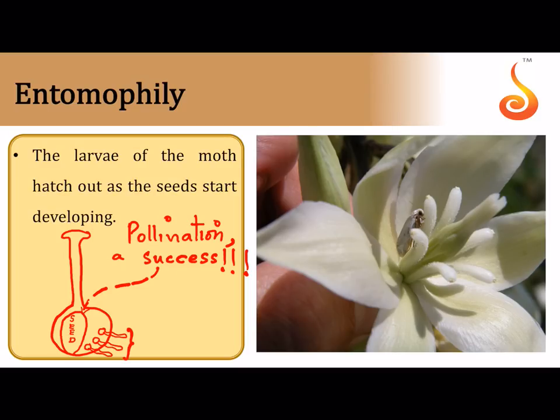So by the time the worms hatch out, the larvae of the moth, which are called caterpillars, the plant is also very happy, because the plant has a seed developing inside. And the seed is all thanks to whom? The female moth, who deposited the pollen grain onto the stigma of the flower. Clear? So this is the entomophilic relationship that we see in yucca and this moth.